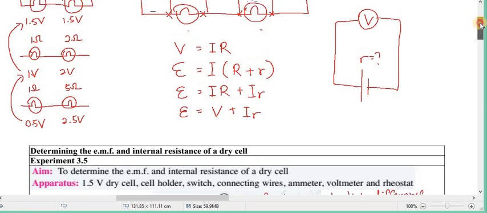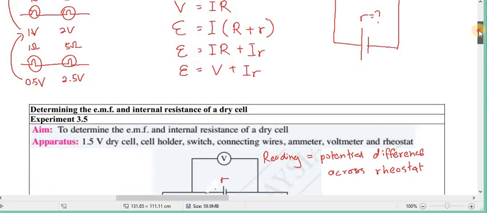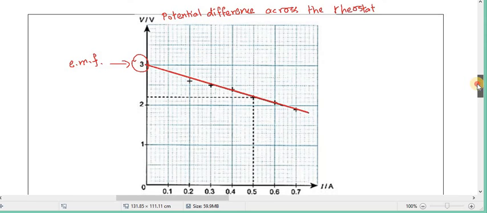So, you see current. This current that passes through the internal resistance times the internal resistance gives you the potential difference across the internal resistance. The current that passes through the external resistance times the external resistance gives you the potential difference of the external resistance. And then these two add together, you get the electromotive force. Okay, remember, now go back to the graph.